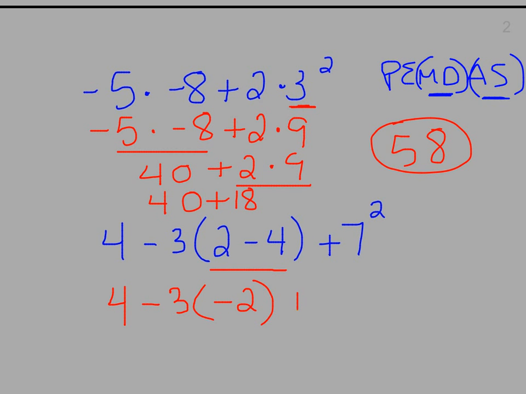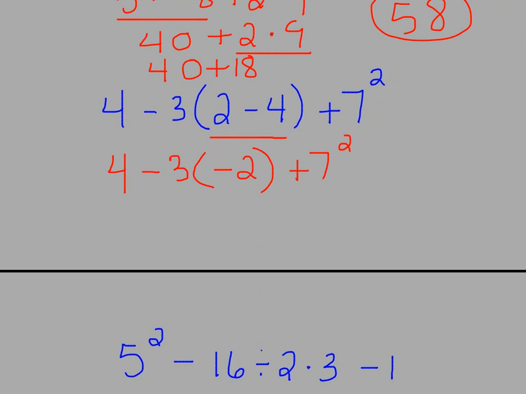And then I'm going to write plus 7 squared. So the next thing you have to do is the exponent, and 7 squared is 49. So now I'm going to bring the rest of it down. And what we have here is this 3 is stuck to this parentheses, which means multiplication. So I'm going to multiply the 3 times the negative 2. So I'm going to write 4 minus, and 3 times negative 2 is negative 6, and then plus 49.